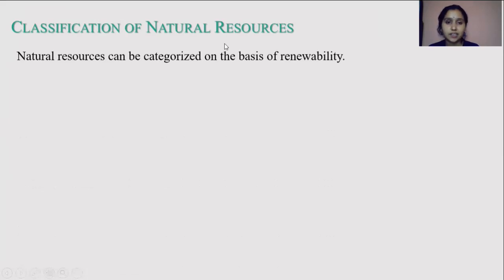And now, classification of natural resources. Natural resources can be classified on the basis of renewability.